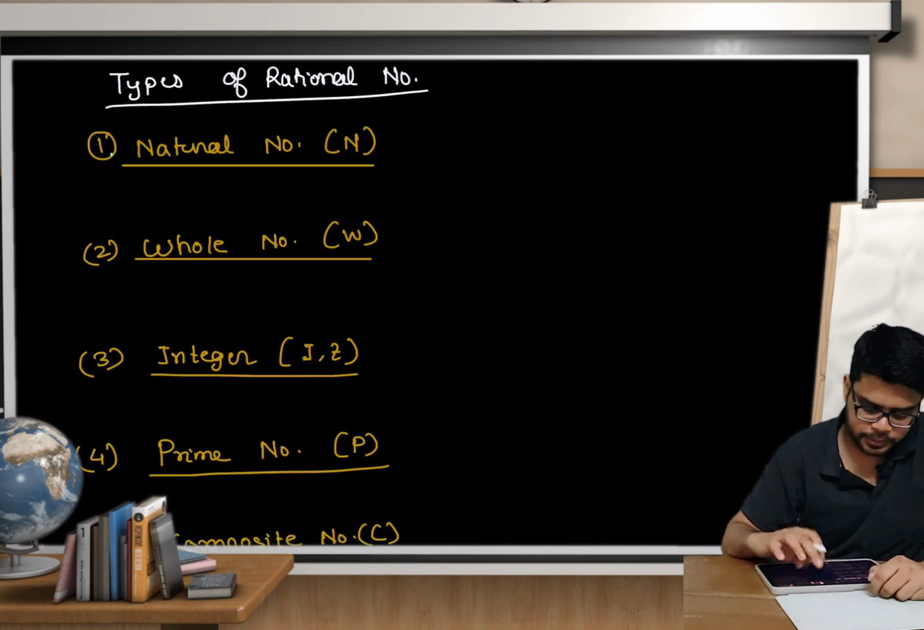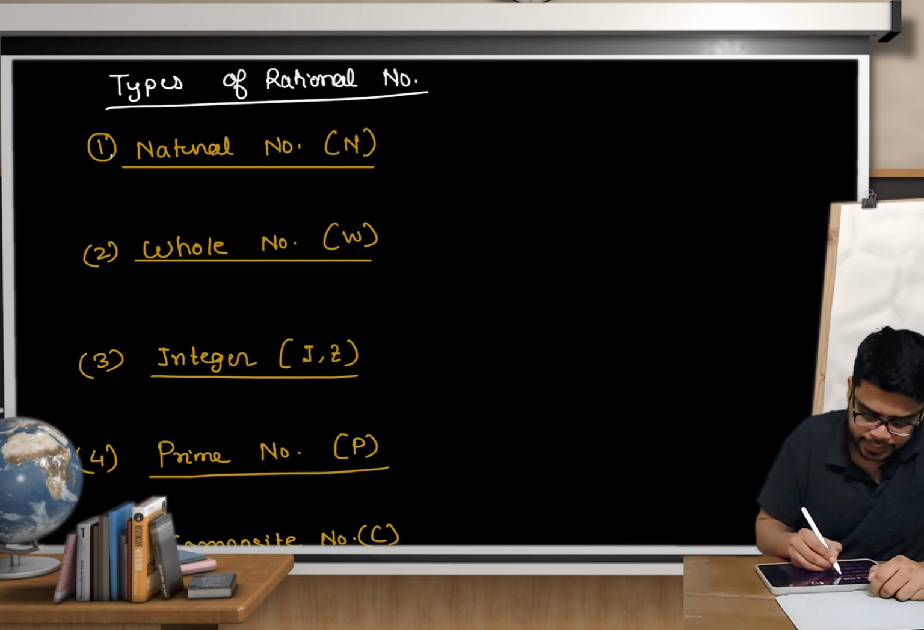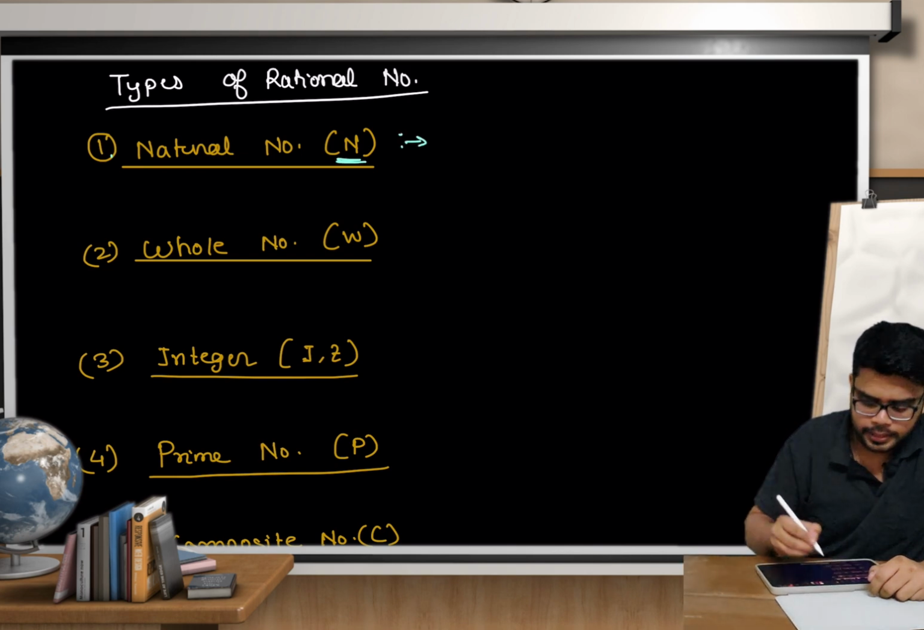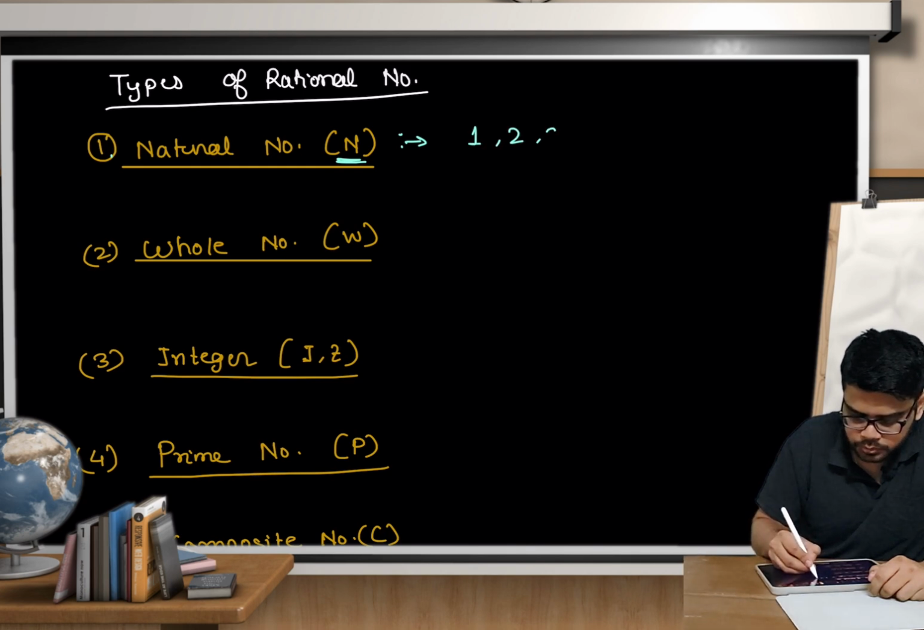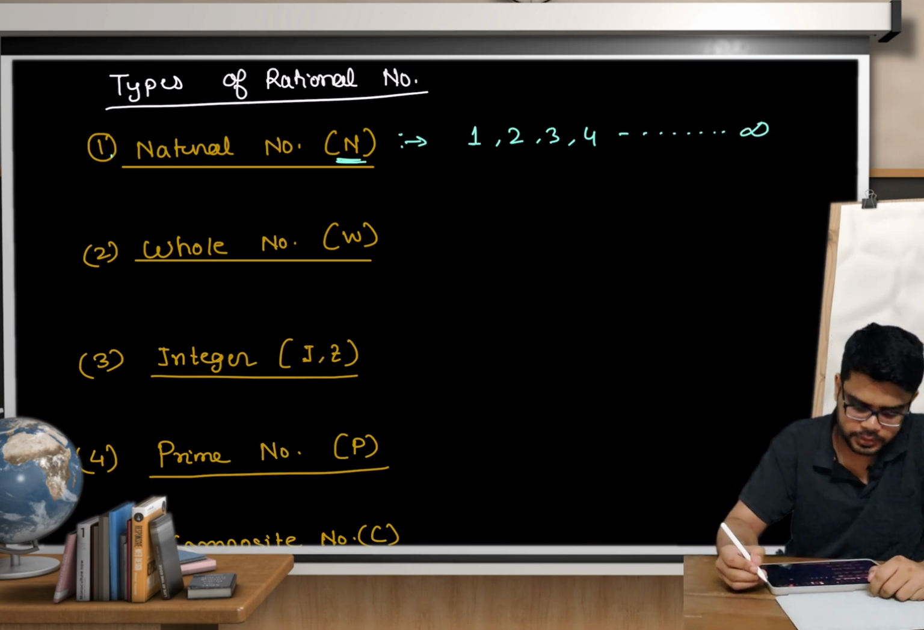Now rational number is divided into further types. So let's discuss one by one. Natural number can be denoted by N. You can see here, natural number is denoted by N. And what are natural numbers? The numbers that start from 1, 2, 3, 4, and go up to infinity. All these are natural numbers. These are the examples of natural numbers.